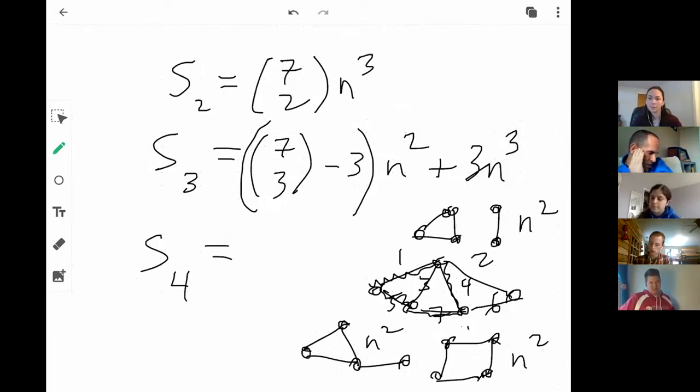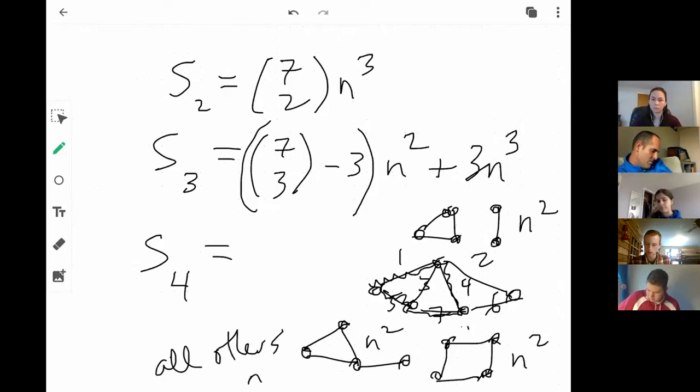What? And I think all other situations, what are all other situations going to contribute? Will that be n? Yeah, I think all other situations will have all 5 vertices, yes? Okay, so all others n.